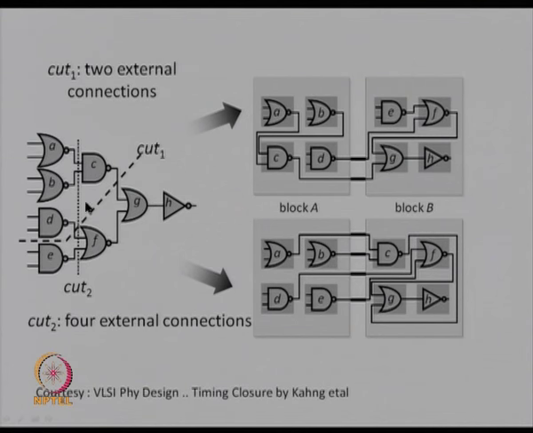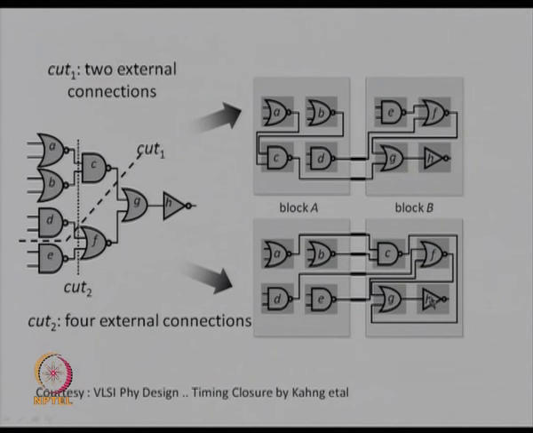So, these two cuts are describing two different partitions, each partition having two blocks. Okay. But these different partitions will have different implications as far as the layout is concerned. The most obvious thing that you see over here is that for the first partition, which we have obtained using cut 1, which separates A B C D from E F G H, there are only two connections going from one block to the other block, that is between the layouts of these two blocks there are only two connections crossing. So, it indicates that long running wires will be relatively few.